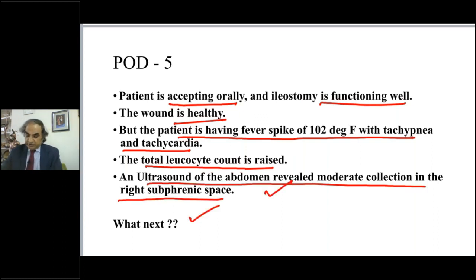Yeah, great. What next? The patient has features of local hypermobility. There is a collection in the right subphrenic space. So how would you proceed? The moderate collection with patient is stable. Then we can... okay, your voice is not very clear, but I understood what you're trying to say. Remember, pus somewhere, pus nowhere.